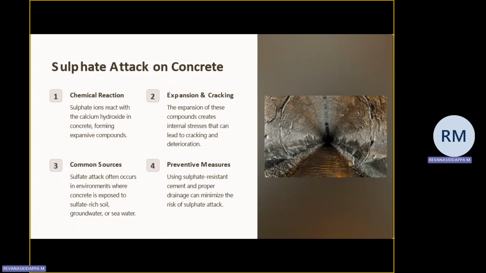And common sources for sulfate attack: it occurs in environments where concrete is exposed to sulfate-rich soil, groundwater, or seawater. Preventive measures: using sulfate resistant cement and proper drainage can minimize the risk of sulfate attack.